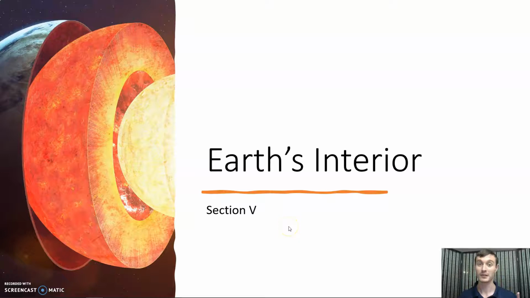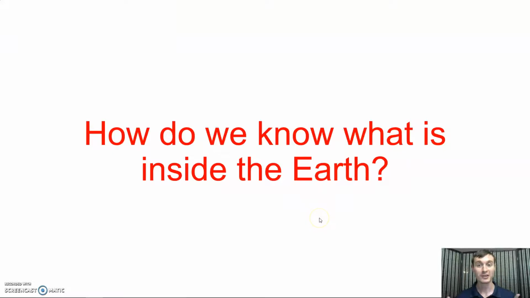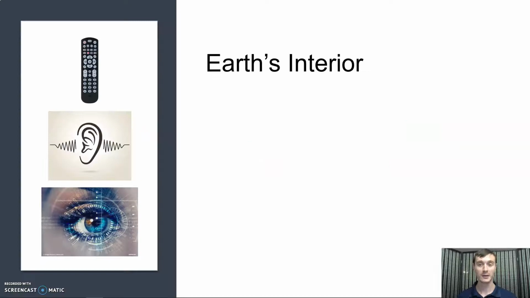Welcome back, everybody. For this section, we talk about Earth's interior and how it relates to earthquakes. So the question here is not just what do we know about the structure of Earth's interior, but also how do we know it? If nobody has ever been to the core, then how does anybody know what the core is made out of? And the answer here all has to do with something called remote sensing, right?